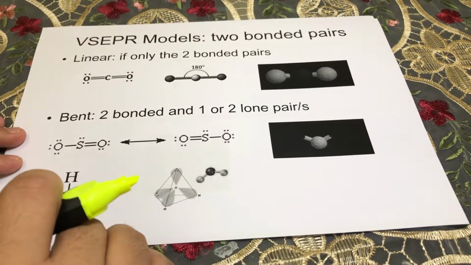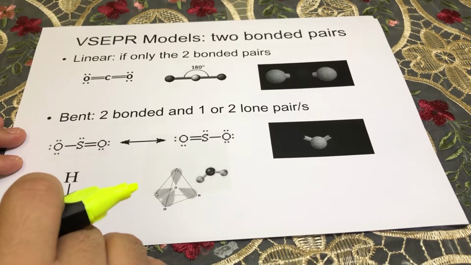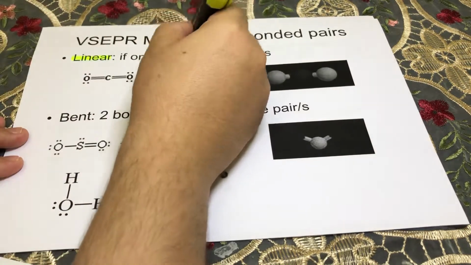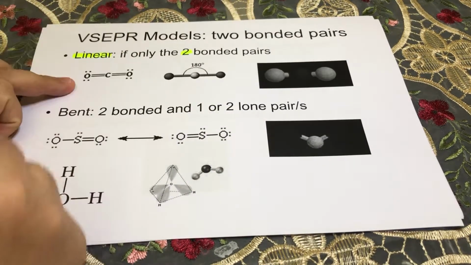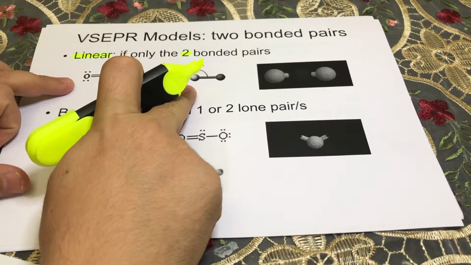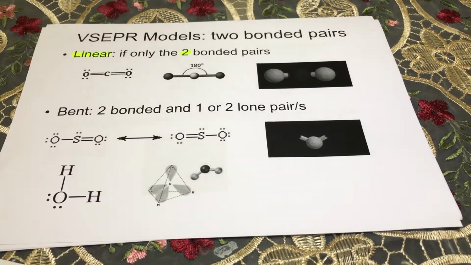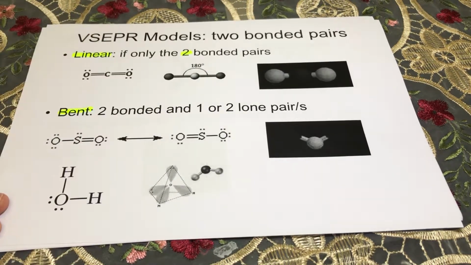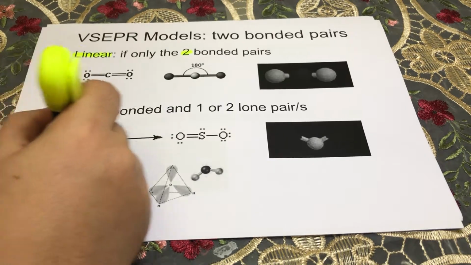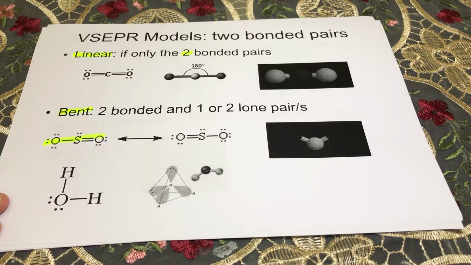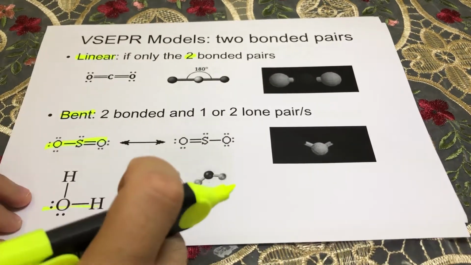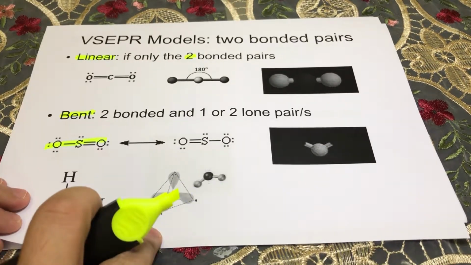Let's talk now about the VSEPR models. We have a linear shape if there are only two bonded pairs, like CO2, and the angle is 180 degrees. And we have bent, with two bonded pairs and one or two lone pairs, like sulfur dioxide and water. So the geometry here is called bent.